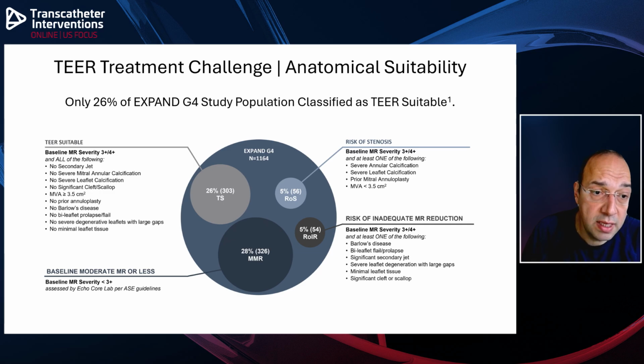So on the MitraClip side, simultaneously, there was an EXPAND G4 registry that is going on, and the EXPAND G4 registry has done exactly what you see in real life, which is, what are we treating with TEER? And it shows that only 26% of what we are treating is considered, quote unquote, suitable for TEER, and the rest of what we are treating is actually complex anatomy.